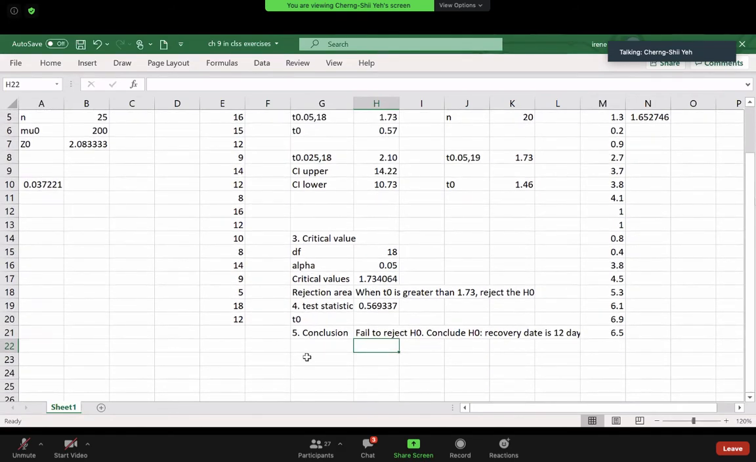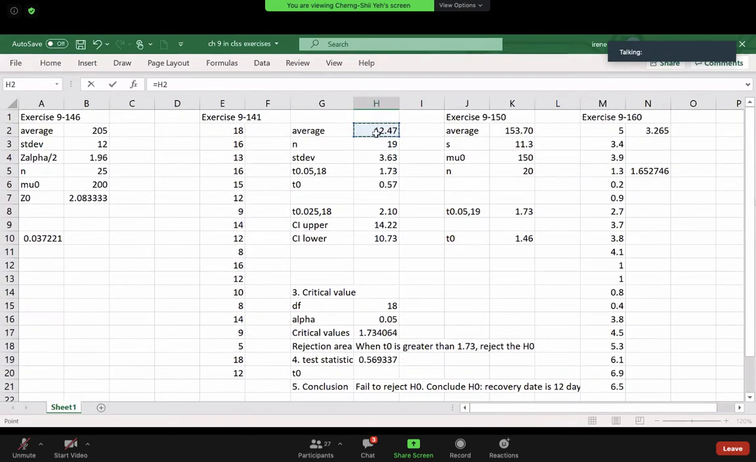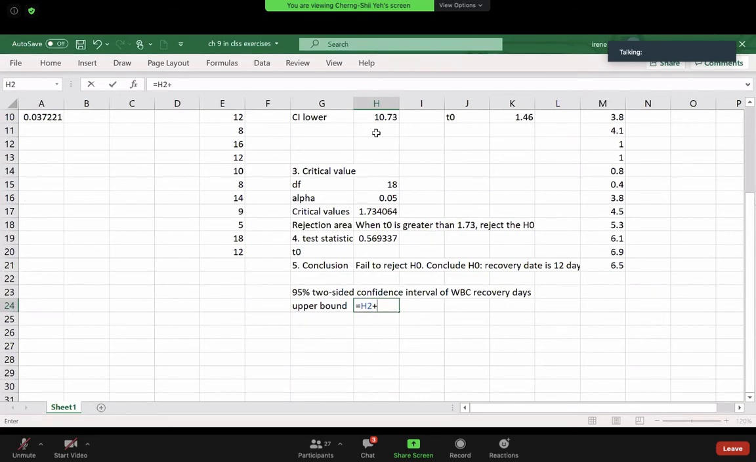Okay, if you recall previously, we're going to calculate a 95% two-sided confidence interval of the mean. Okay, so let's calculate the upper bound. How do we derive the upper bound? Sample average. Sample average is here. Plus my t statistic. In this case, we cannot use this t statistic anymore.